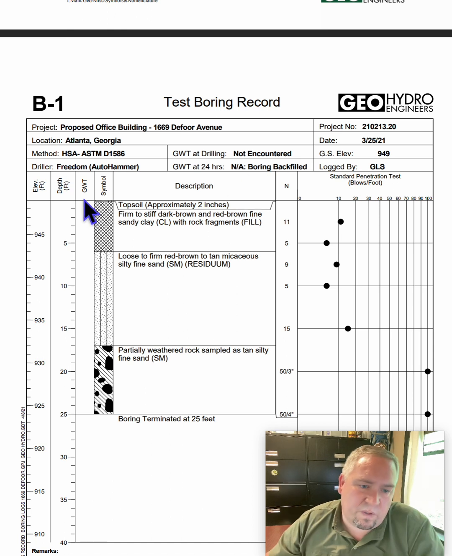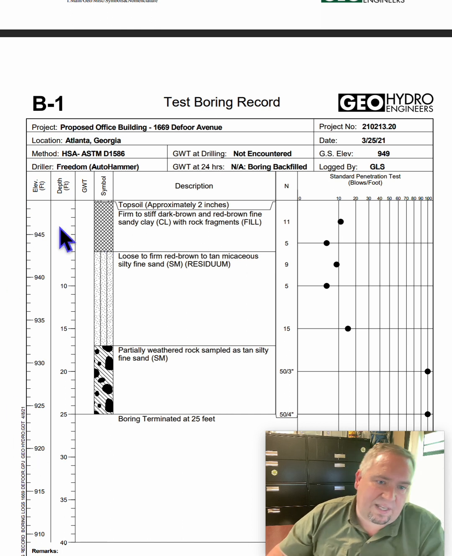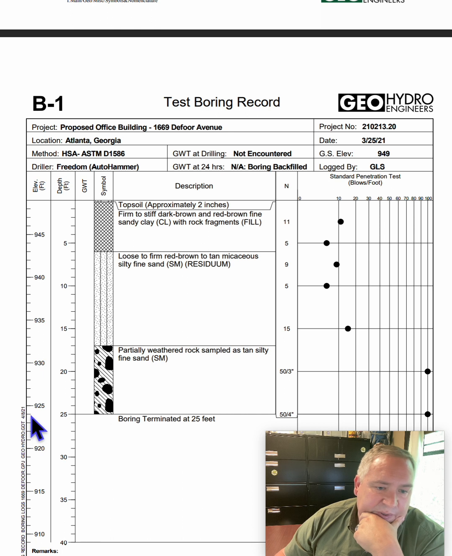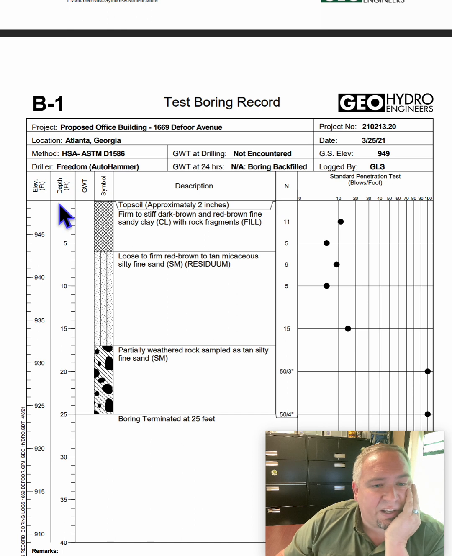All right, so now we're going to go down the side here. The side here is your elevation above sea level. Okay, this is your depth from surface right here. So this one, they went down 25 feet. The elevation would be somewhere around 924 there. When they started, you're going to be around 946, 47, 48, 49. So 949 is where they started.